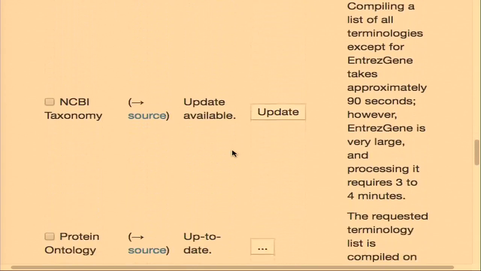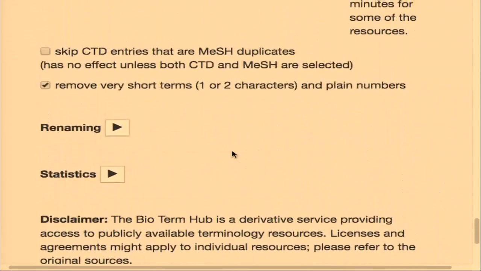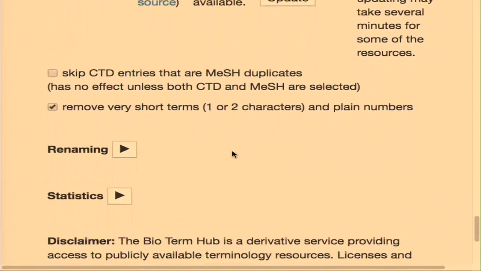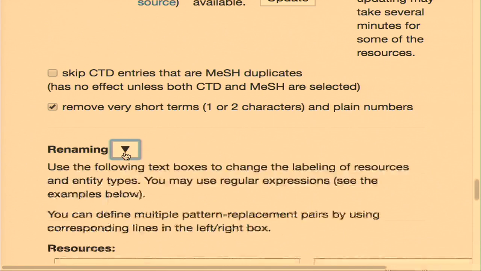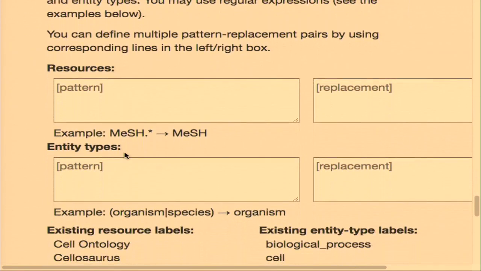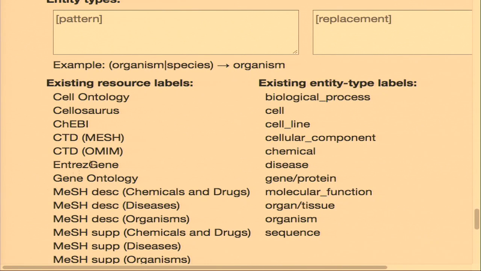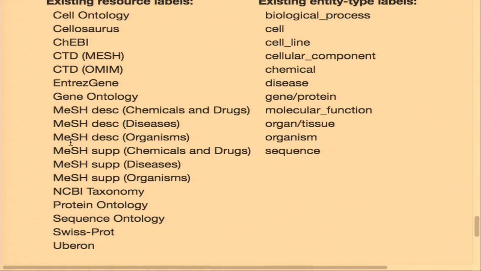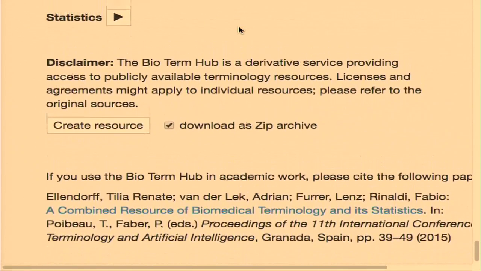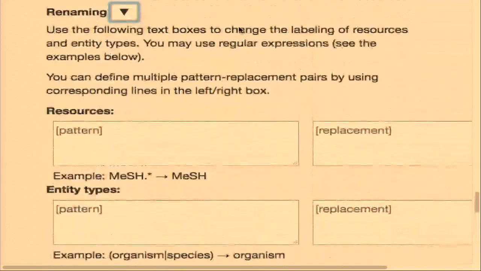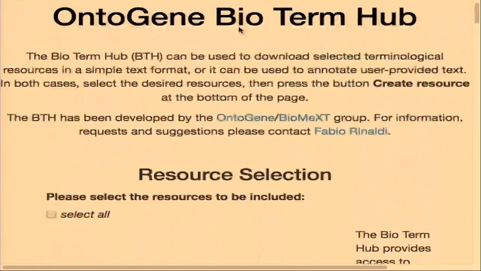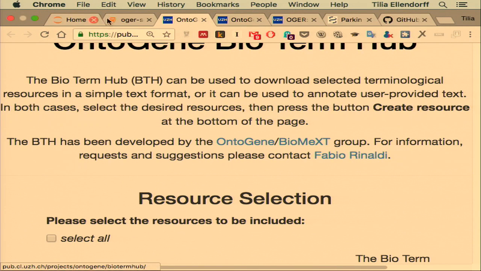Then you can download it far down. Or you can also do some other things. You can do some renaming of the resources if in your output you prefer to have a different name. For example, if you have MeSH for organisms, you can also just rename it to organisms depending on what you want to do. Then you can download it. Okay, I will go back to the presentation.